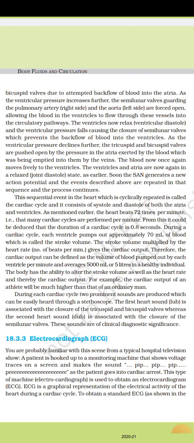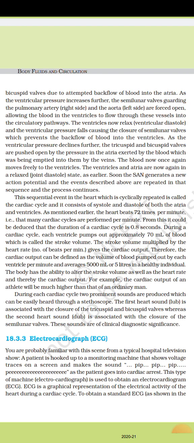circulatory pathways. The ventricles now relax, ventricular diastole, and the ventricular pressure falls, causing the closure of semilunar valves, which prevents the backflow of blood into the ventricles. As the ventricular pressure declines further, the tricuspid and bicuspid valves are pushed open by the pressure in the atria exerted by the blood, which was being emptied into them by the veins. The blood now once again moves freely to the ventricles.